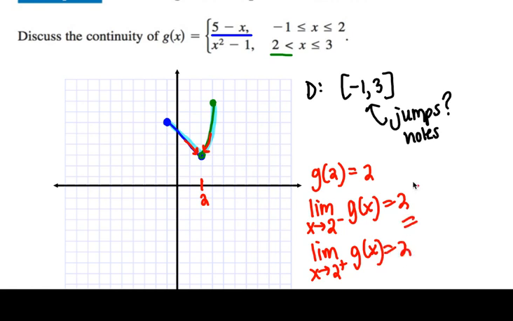These two are equal to each other, which is very important because we're in the middle of the graph, not at the endpoint. The limit exists. The limit equals the function value. This indeed is continuous.